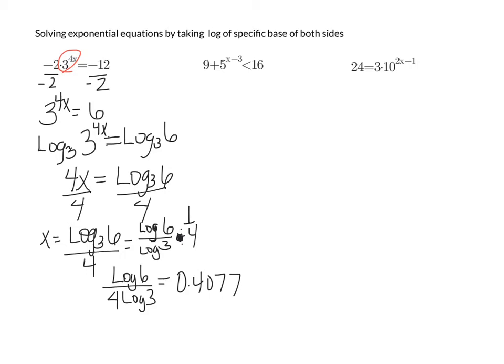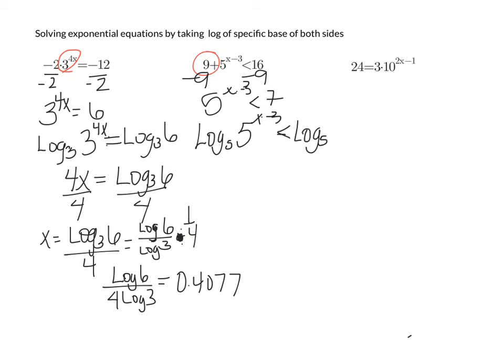This 9 needs to move first, so I'm going to subtract 9 from both sides. So I get 5 to the x minus 3 is less than 7. And I'm going to take the log base 5 of both sides because the base of my exponent is a 5. So log base 5 of 5 to the x minus 3 is less than log base 5 of 7. And our left side just becomes x minus 3 because log 5 and 5 to the power of x are inverses. Log 5 of 7.